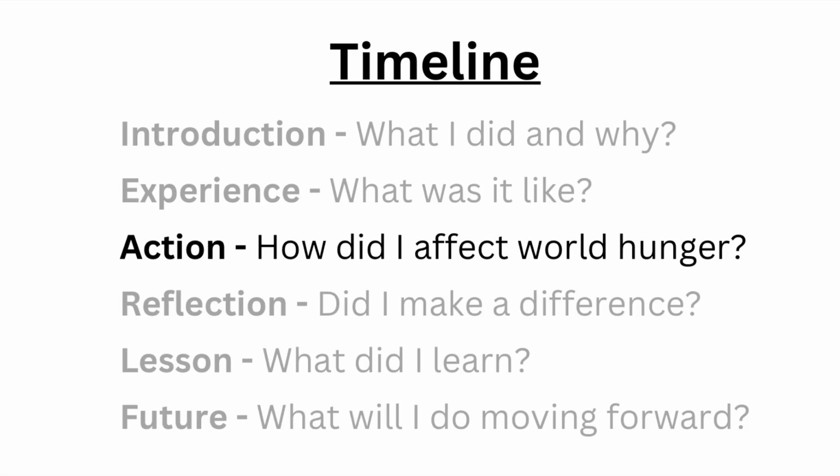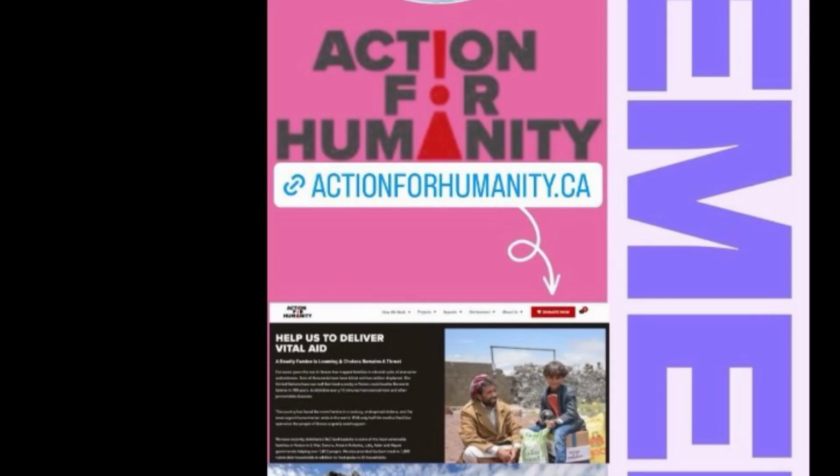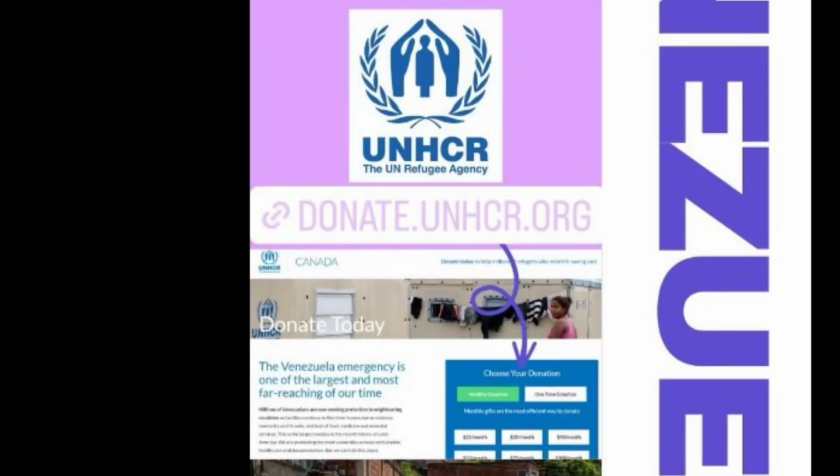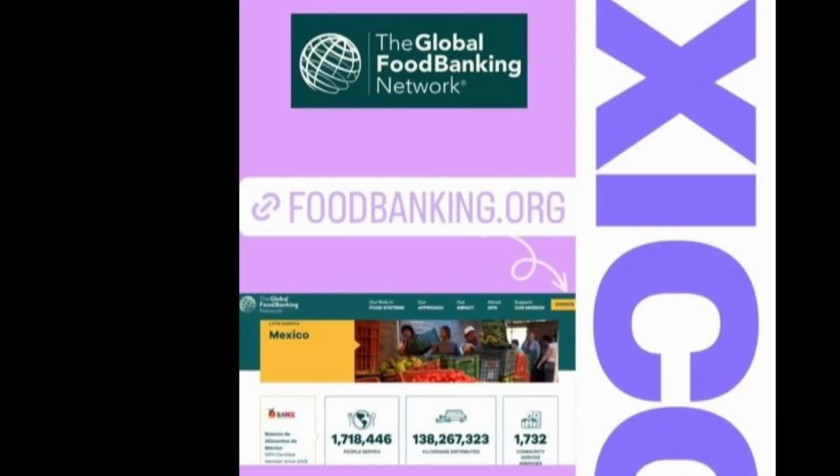Action. How did I affect world hunger? To break it down, I provided the links to many different agencies and advocated them with respect to a particular country that I talked about. Donations affect world hunger as those agencies use the donated money to assist those needy countries for certain purposes.